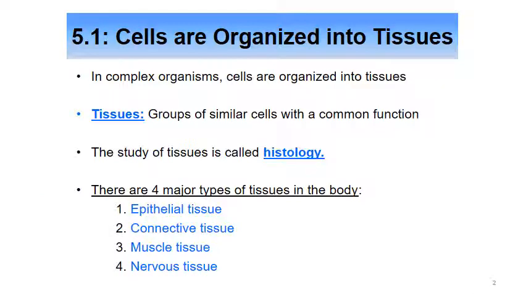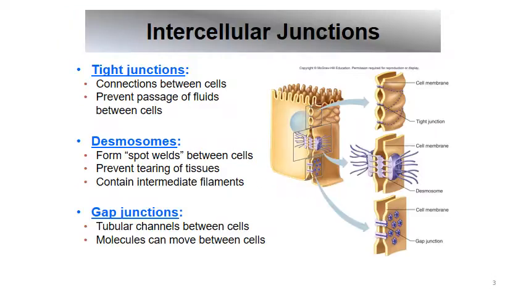Alright, so now in this chapter we're going to learn about tissues. And so again, if you remember, the study of tissues is called histology. And so here we're going to learn about 4 major types of tissues in the body. We have epithelial, connective, muscle, and nervous tissue. And we're going to start with the epithelial.